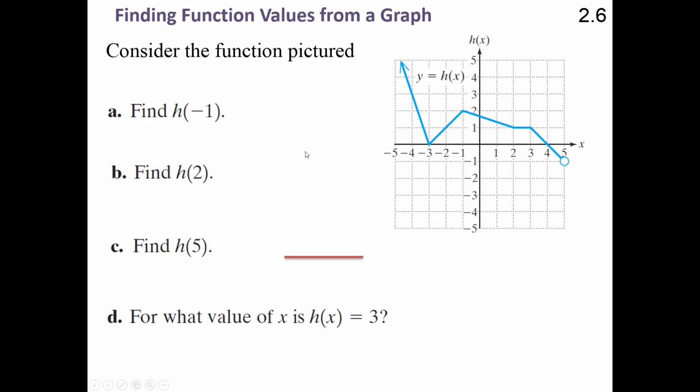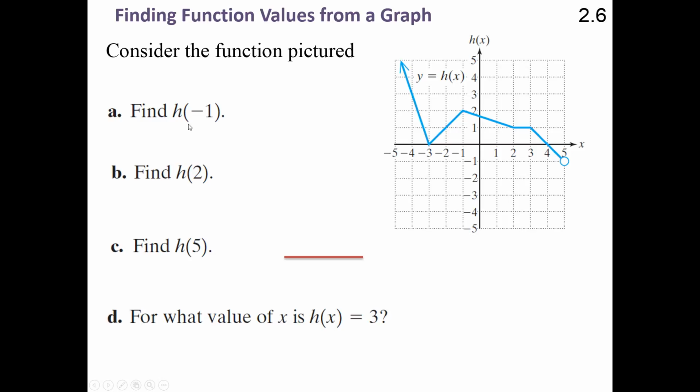Now we'll look at finding function values from a graph. So here's the graph of h. H doesn't look like it's defined everywhere. It looks like the domain ends at 5. It looks like it's defined for all the negative numbers, but then to the positive numbers, 5 is not included here. That's why there's an open circle.